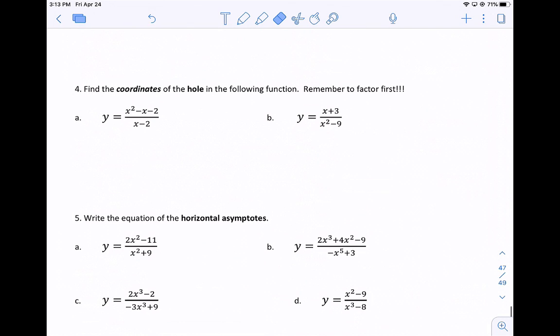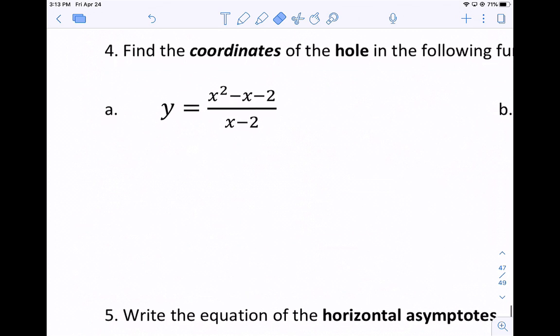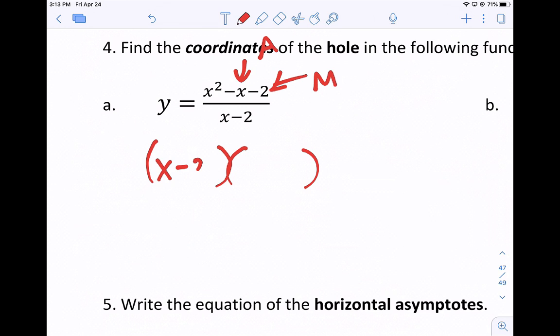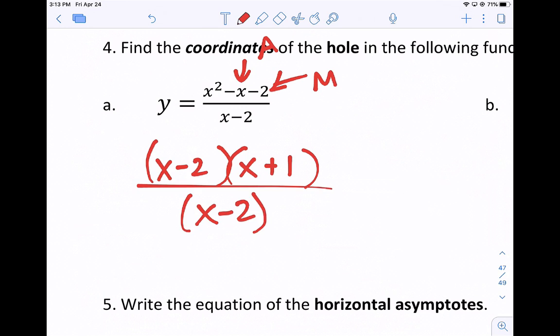Let's look at how you find a hole. I'll do the first one. Okay, so this one right here, factor first. It multiplies to -2 and adds to -1, and that would be -2 and 1. And the bottom's already factored. Okay, so there's a hole here.